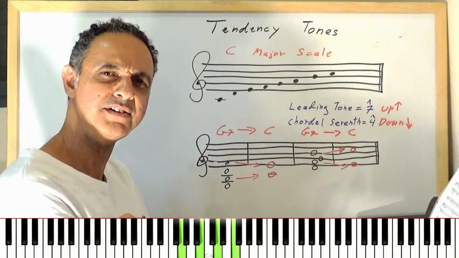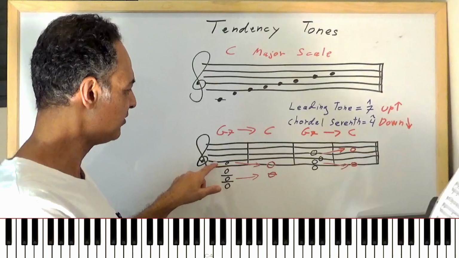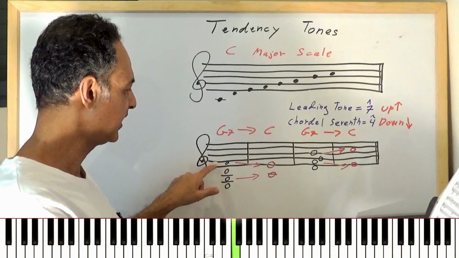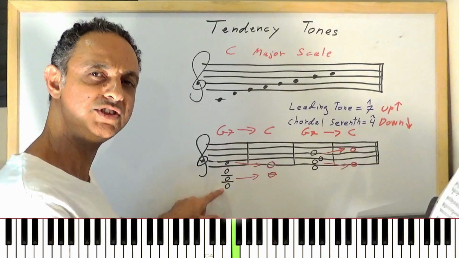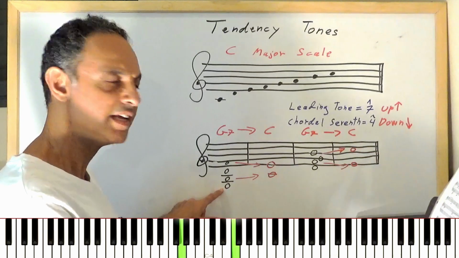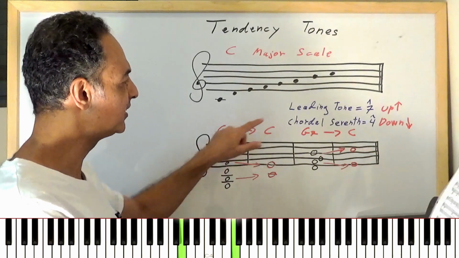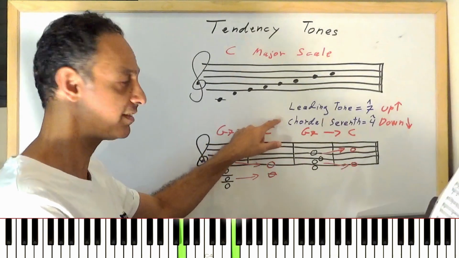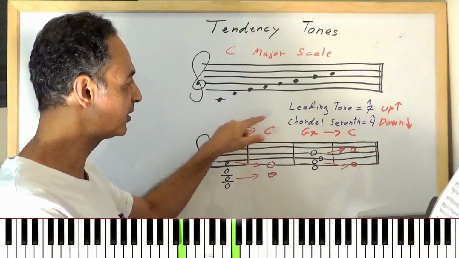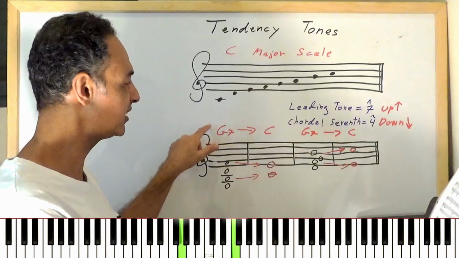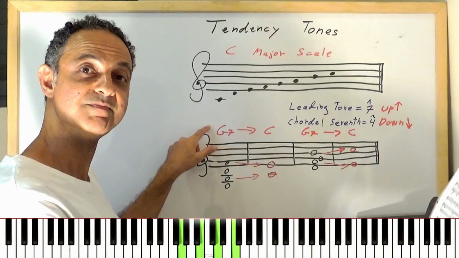Now, if you look carefully, the note F is a minor 7th above the root G. A minor 7th above the root G. Meaning that the note F is the chordal 7th of G7. The note F is the chordal 7th of G7.